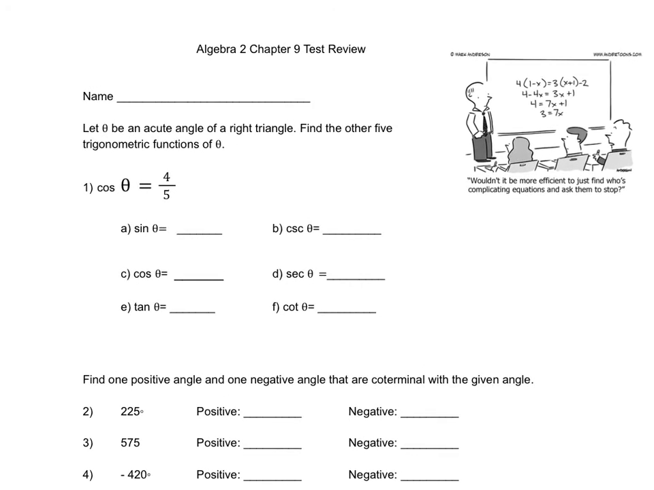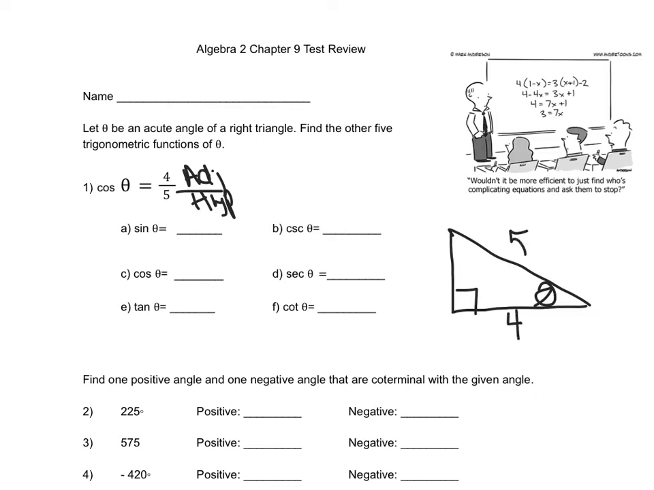Okay, it says that theta is an acute angle of a right triangle. So what I would suggest first is just sketching a right triangle over here. Okay, so I have a right triangle, and either one of those acute angles could be theta. I'm going to go ahead and call that angle theta. And so I know that the cosine of theta, which is adjacent over hypotenuse, is 4 over 5, which means adjacent would be 4, hypotenuse would be 5.